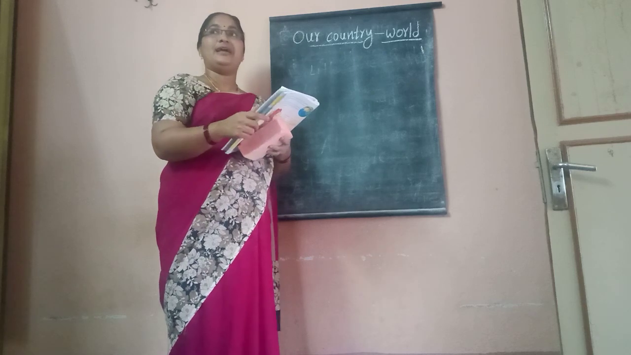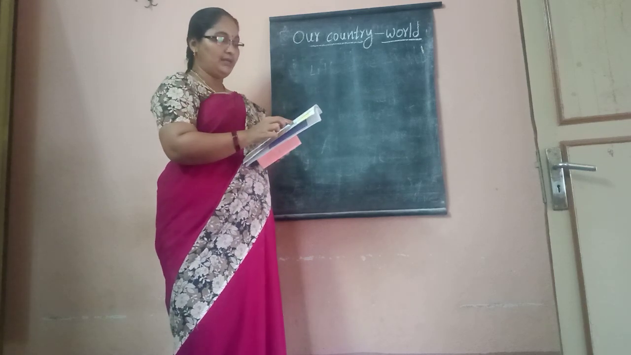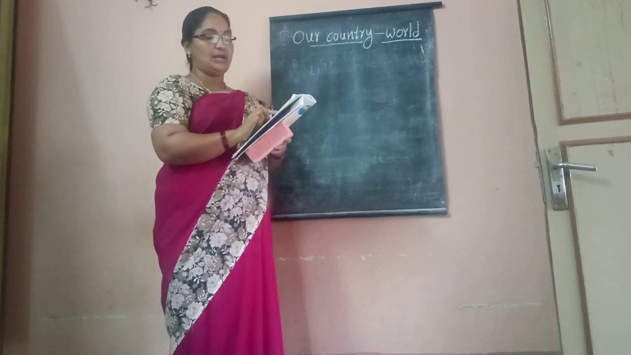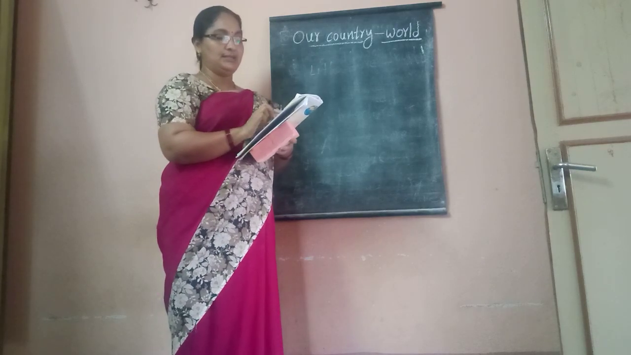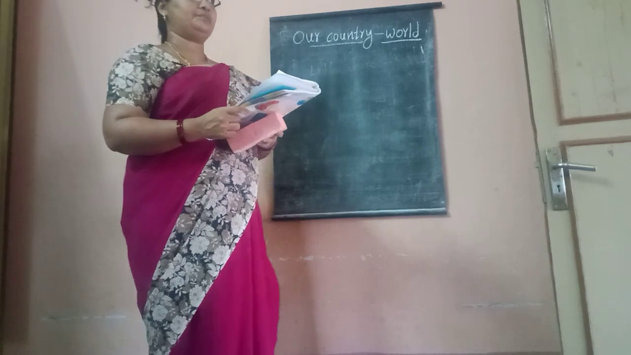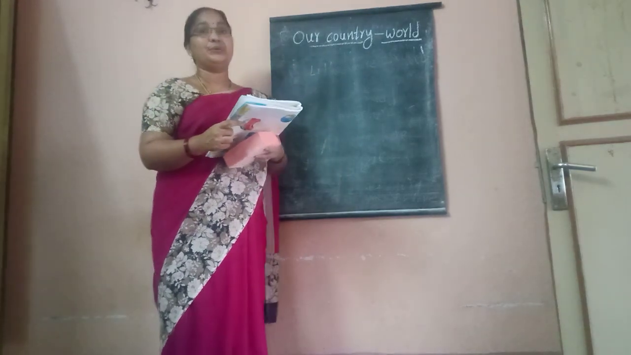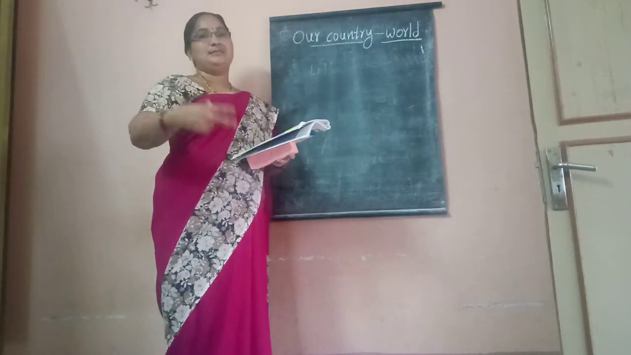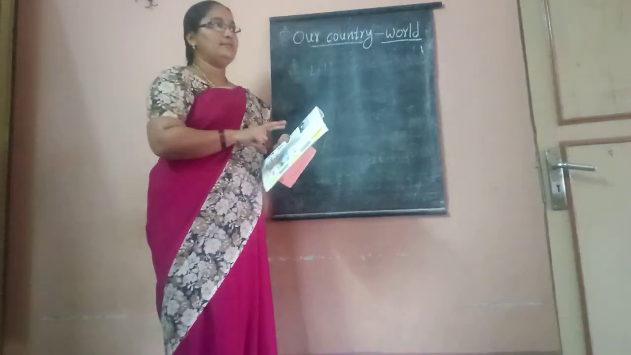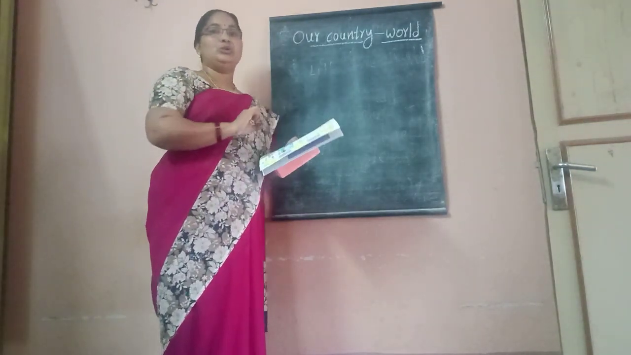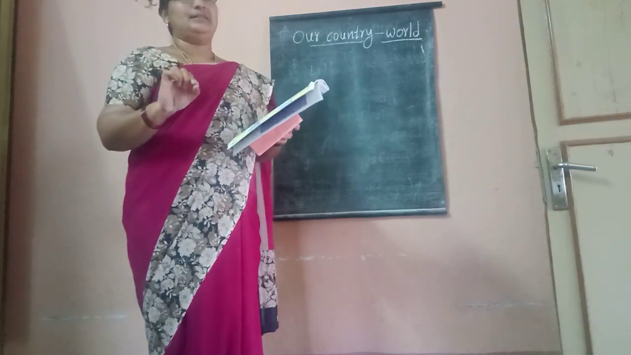Why is he floating? The water in the Dead Sea is 10 times saltier than the ocean and almost nothing lives in it. Ocean water kante kuda 10 times salt ekkuvaga untundanta ee Dead Seaలో. Because of so much salt, no organism can survive there.